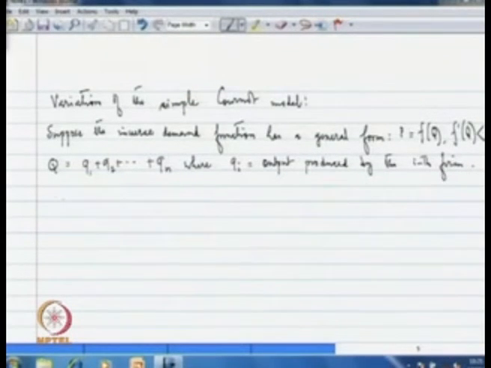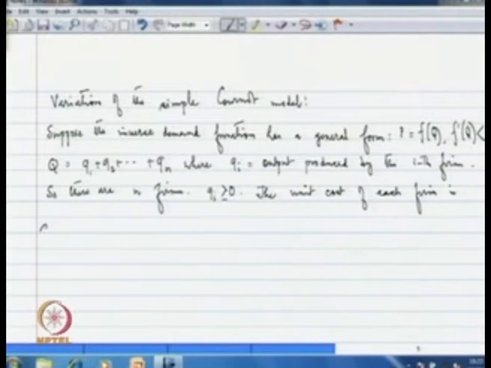So, that basically means that there are n firms. We have a general case here: instead of 2 firms we have n firms in the market, and of course qi is greater than or equal to 0. It is a non-negative quantity. The unit cost of each firm is the same, equal to small c, where c is greater than or equal to 0.